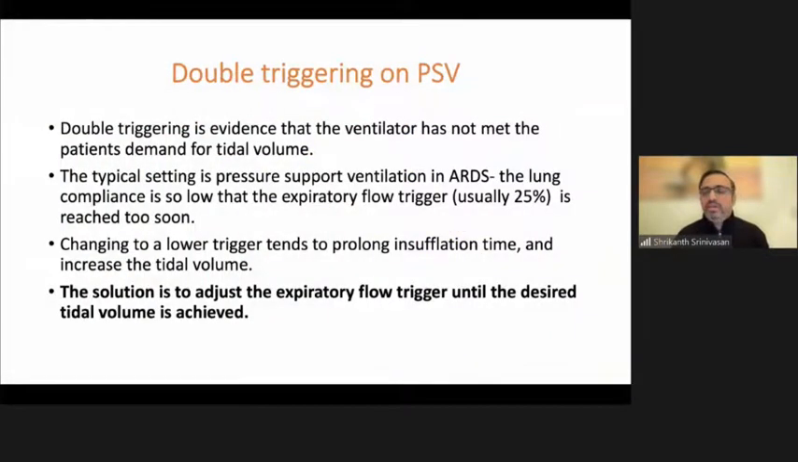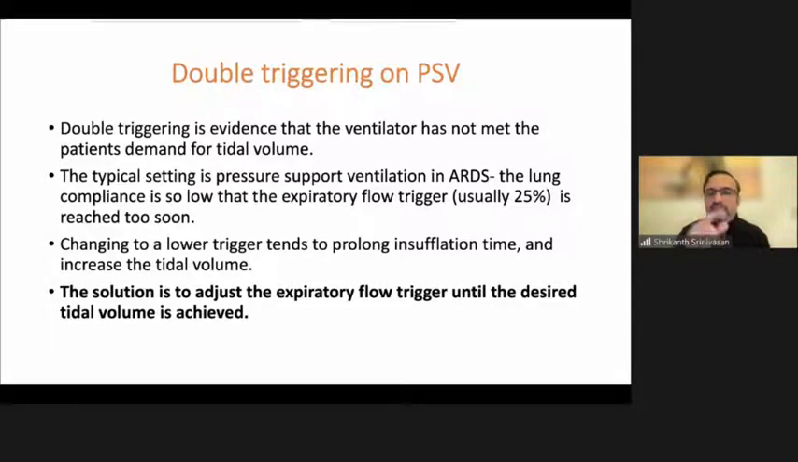Now, double triggering on pressure support ventilation especially occurs when obviously your pressure support levels are too low. Here, the ventilator has not met the demand for tidal volume. And this specifically occurs in patients of ARDS, where the lung compliance is very low. So the expiratory flow trigger is reached very soon.